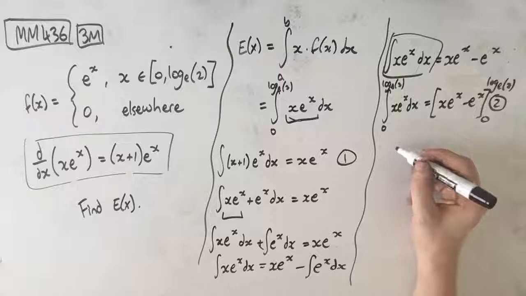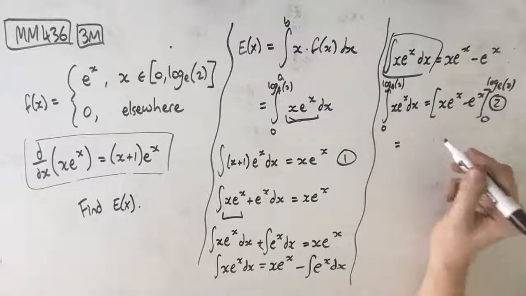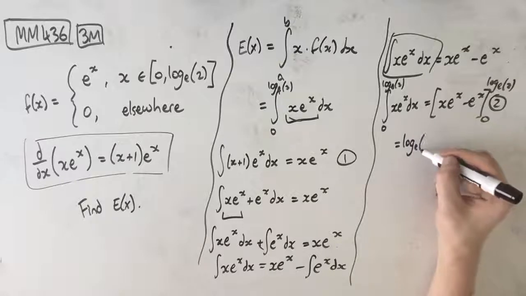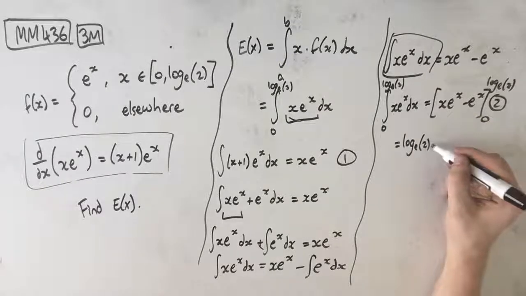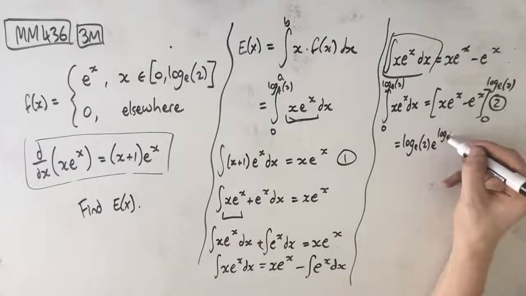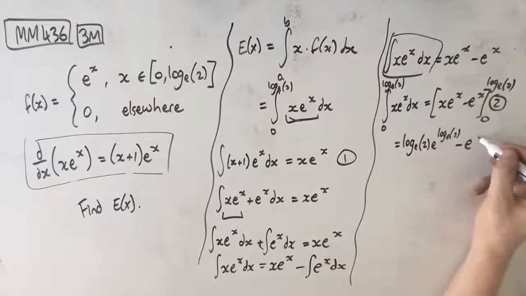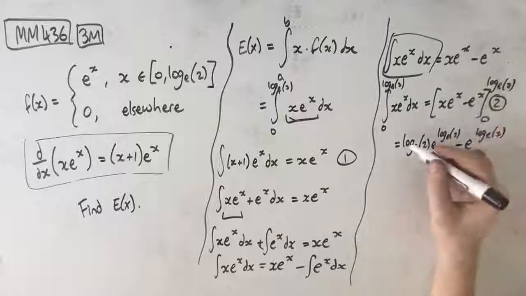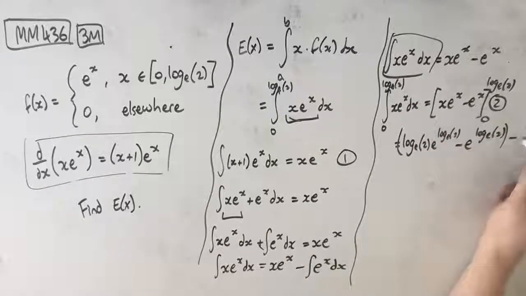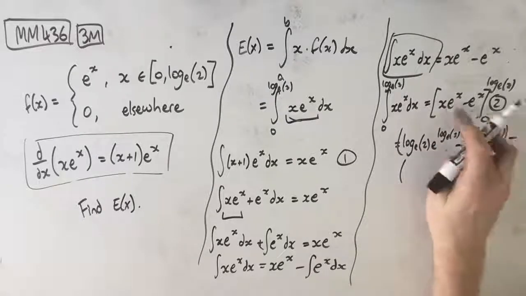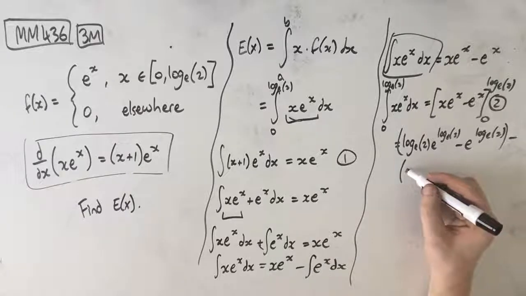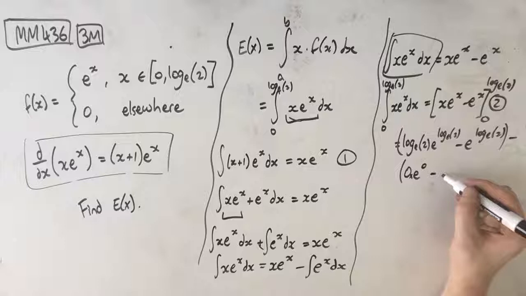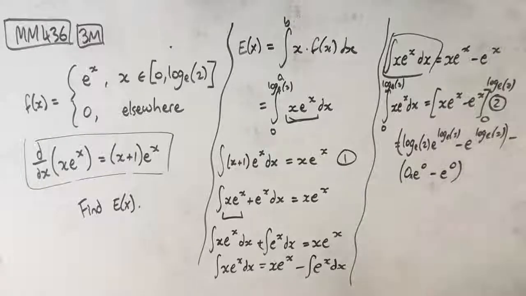From here we can sub in our values. So x is log e of 2 times e to the power of log e of 2, take away e to the power of log e of 2. That's our first bit. And then we minus our second bit, which is 0 in place of x: 0 times e to the power of 0 minus e to the power of 0.